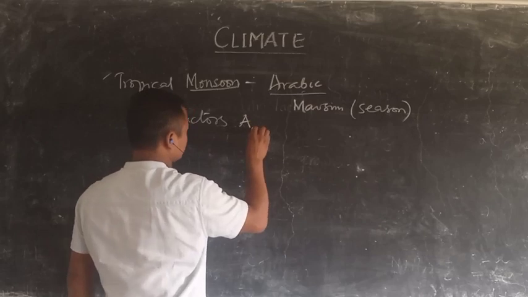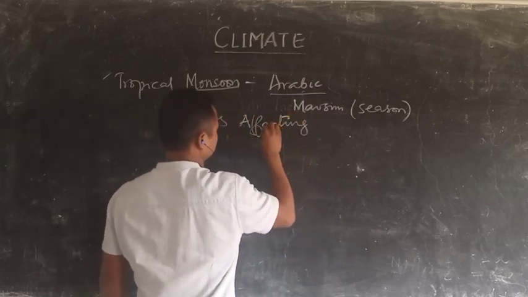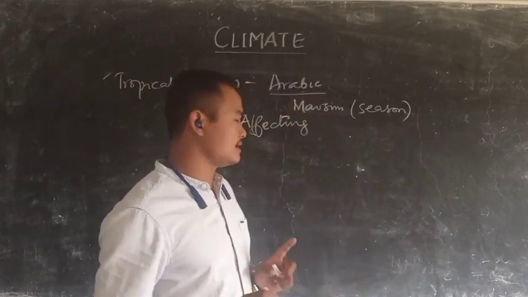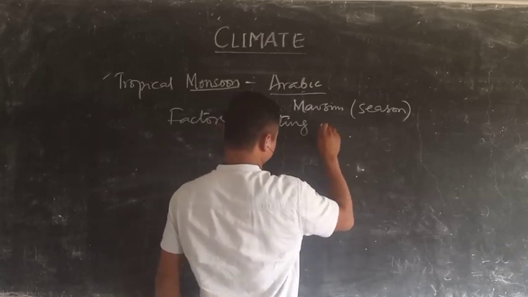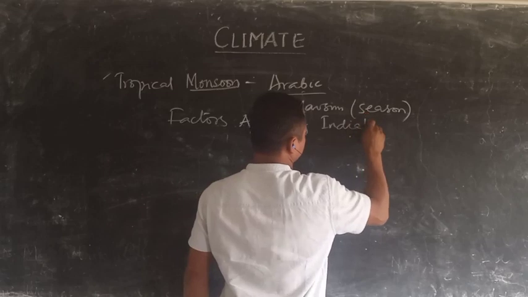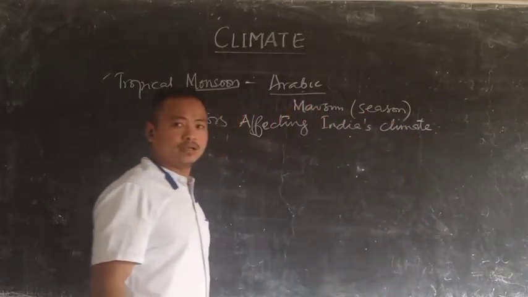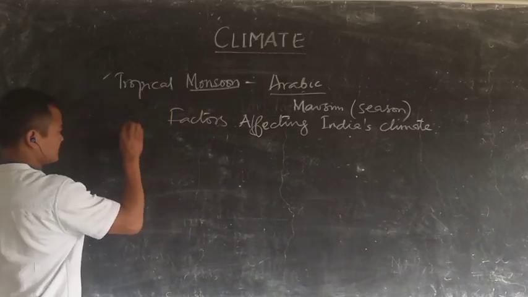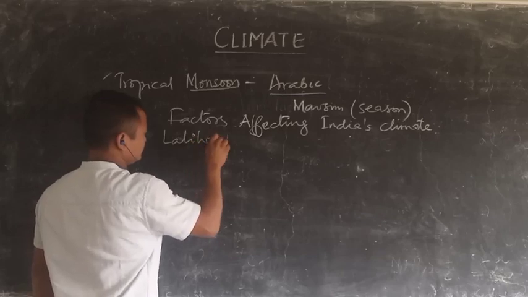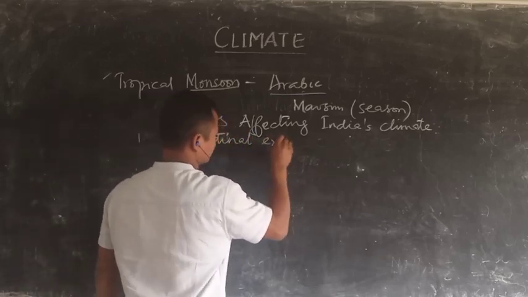We can call it the factors affecting India's climate or weather pattern in India. The first point to discuss among the factors that affect the climate is latitude, or you can also call it latitudinal extension.